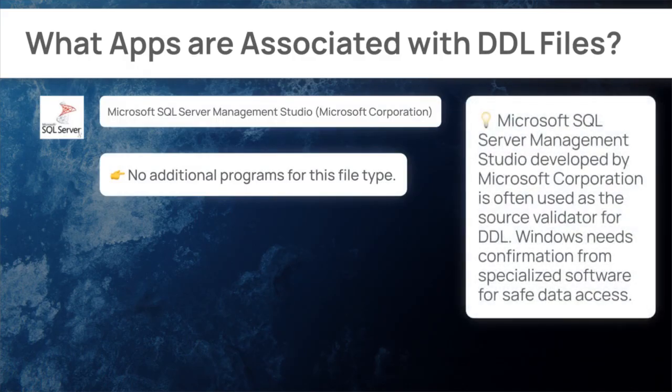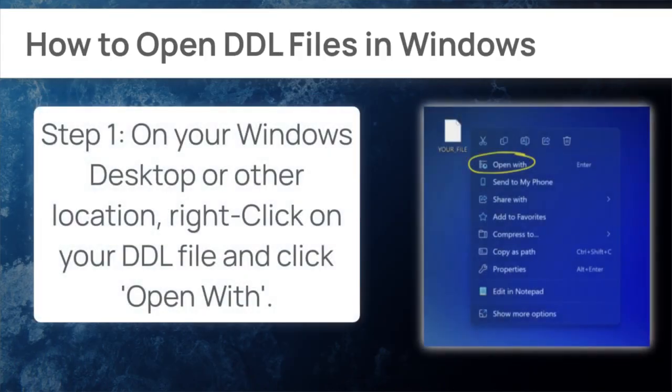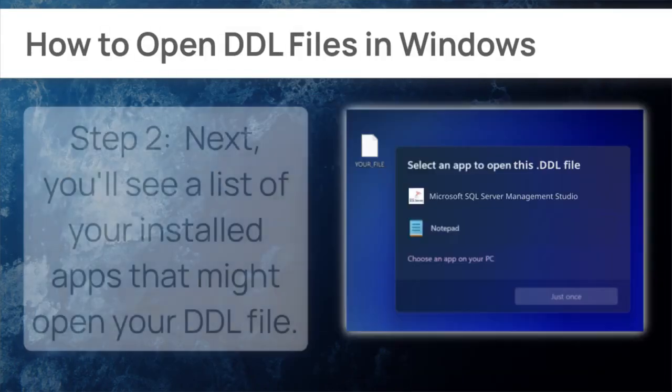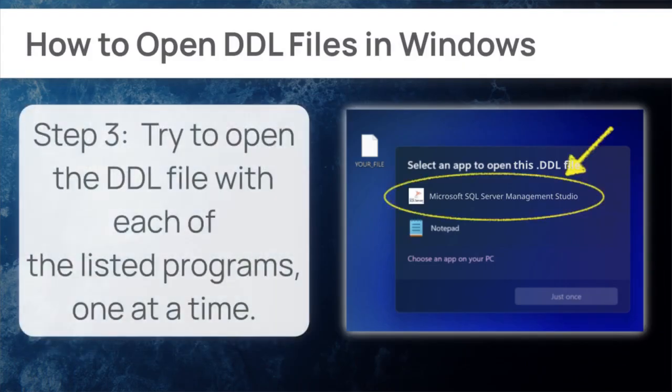Native Windows utilities may fail to correctly allocate memory for the file's execution. Windows provides no automatic execution, so scripts must be launched through an interpreter or shell. To start the process, right-click your DDL file and select Open With. If you have Microsoft SQL Server Management Studio installed, test that first. If not, try another option.